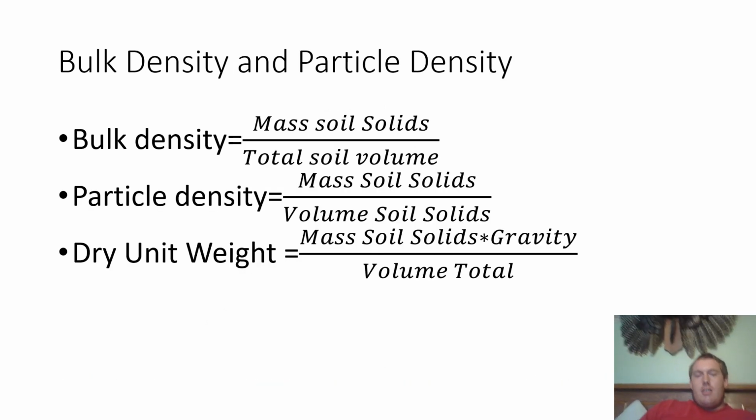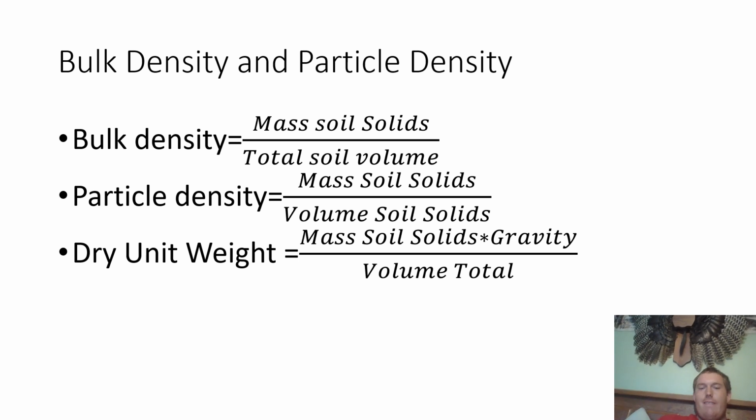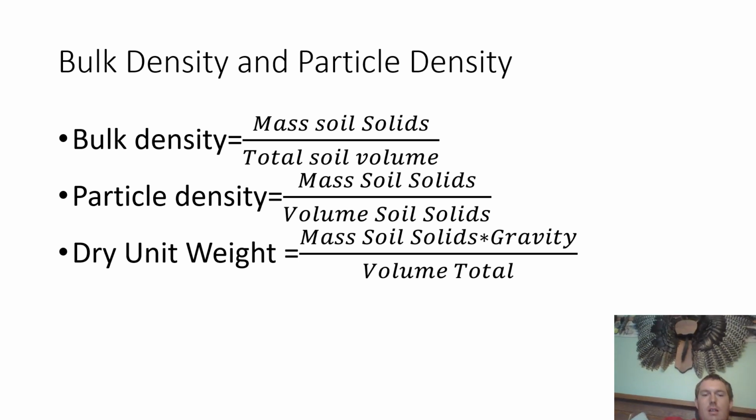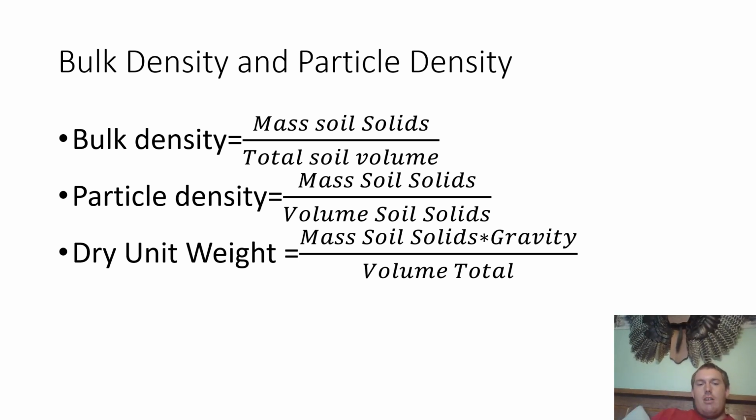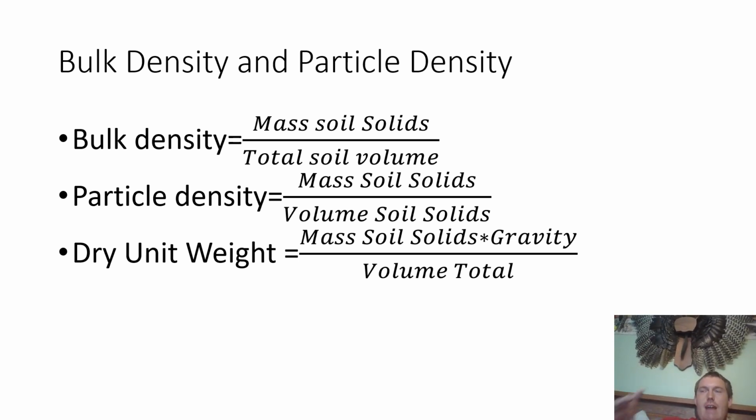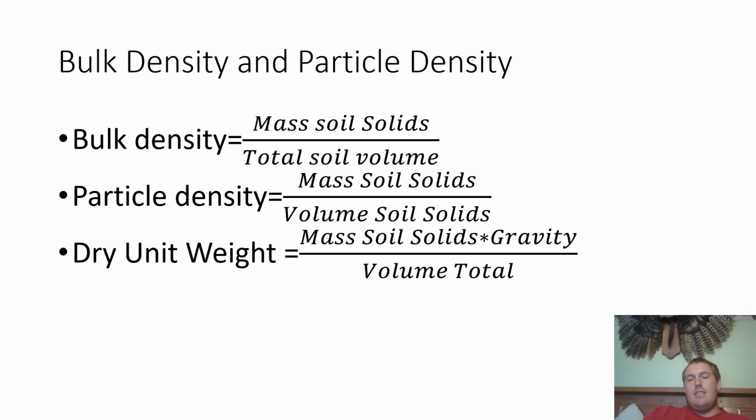And here are things to determine soil weight. Bulk density, which is mass of soil solids over total soil volume, which is essentially the same thing as specific gravity, and its units are generally grams per centimeter cubed. And particle density, which is mass of soil solids over volume of soil solids. I'll have a triangle to show the difference between these two. And then dry unit weight is the mass of soil solids times gravity divided by the total volume. So it's essentially taking the bulk density times gravity.